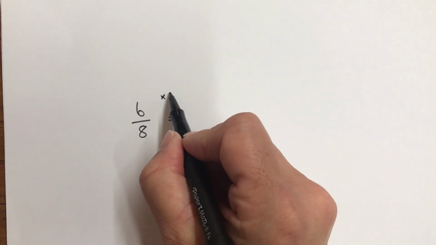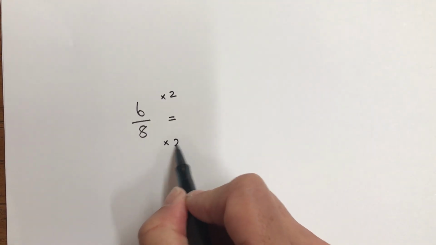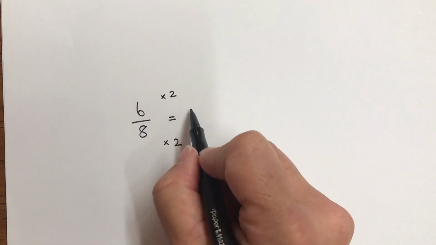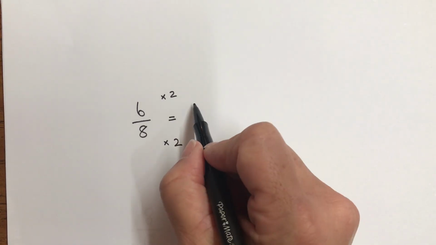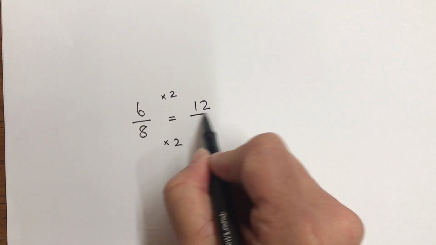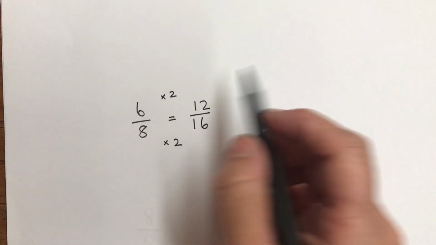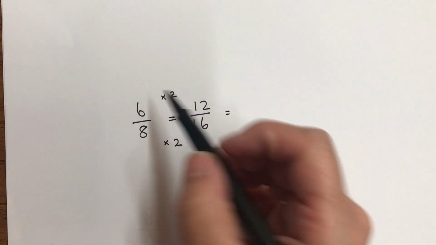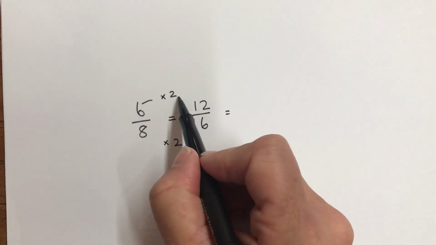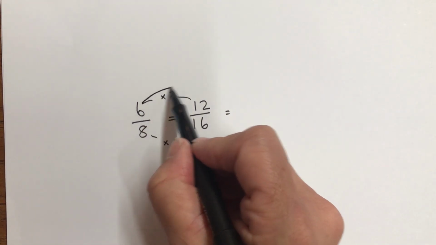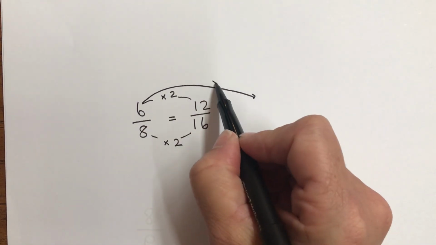What if I multiply the top by 2 and the bottom by 2, so the numerator and the denominator, then an equivalent fraction to 6/8 would be 12/16. And then if I wanted to, I could find more equivalent fractions. Well, what if I multiplied 6/8? Instead, let's do it by 3.